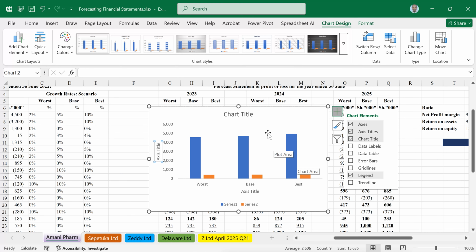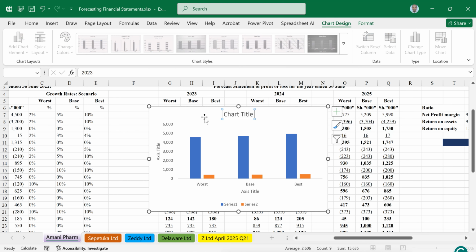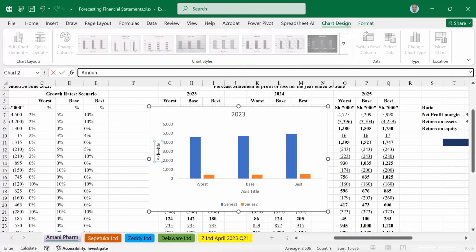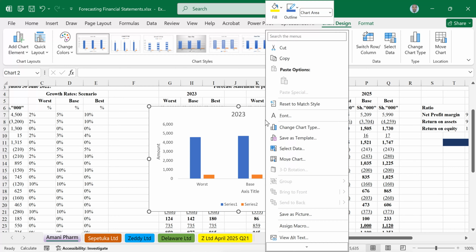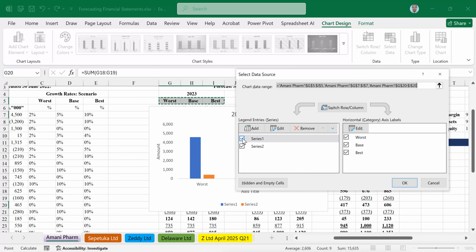So as I said, this is the chart for 2023. Then this other side is amount. Then here, I want to change this to revenue and profit. So you can right click and select data. When you have this, you can always change this. Can this be edited? Yeah.